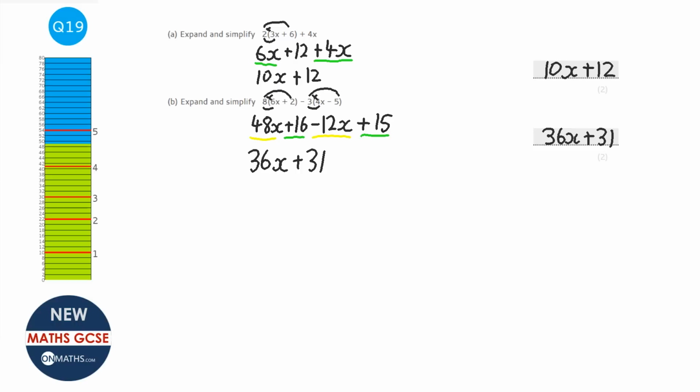Now the most common mistakes are for that bit here. Sometimes students will write down negative 15.